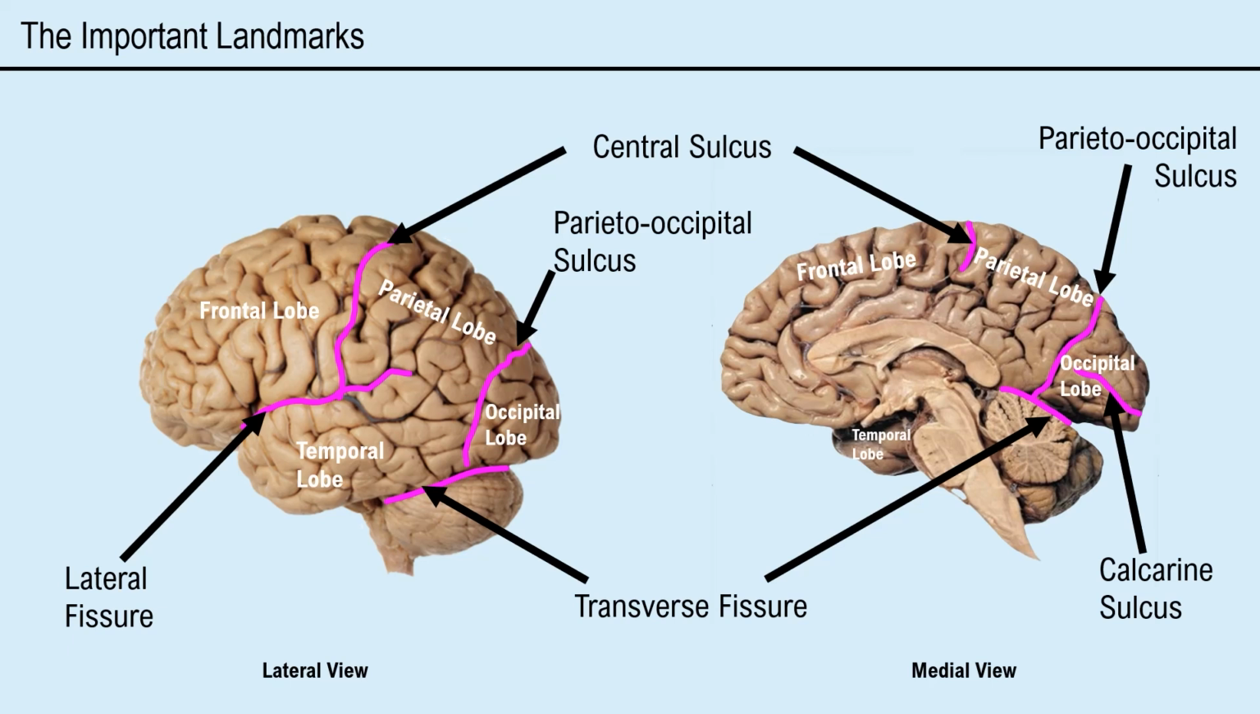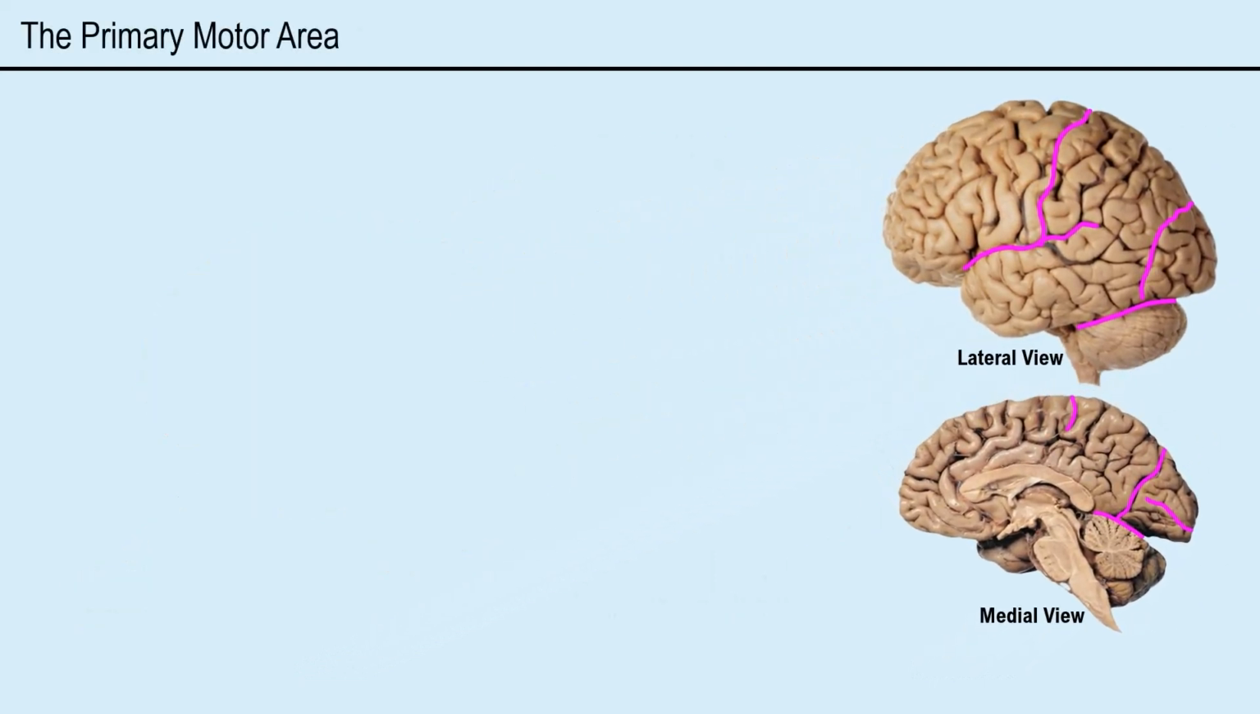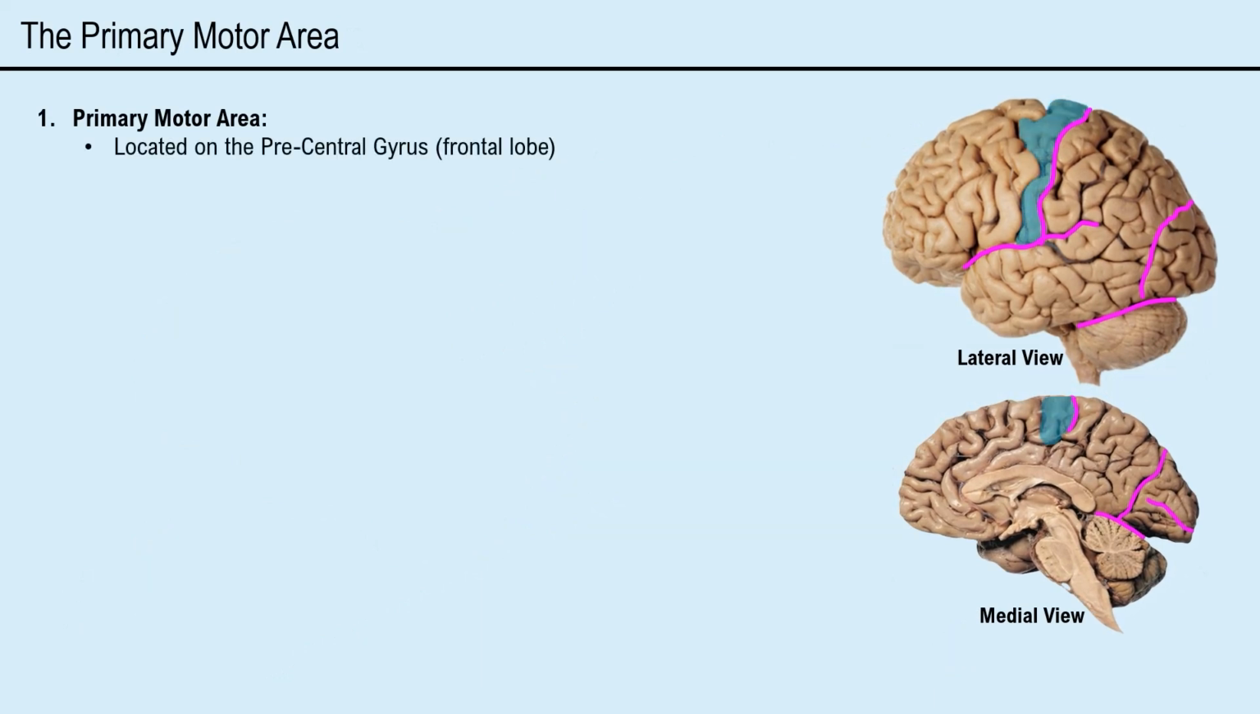Now we have located our important landmarks, let's go and begin breaking down the cortex into functional areas. Firstly, we will look at the primary motor area. The primary motor area is located on the precentral gyrus and is therefore found within the frontal lobe. This is where major descending pathways begin.